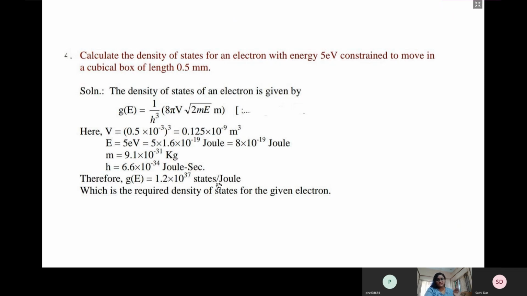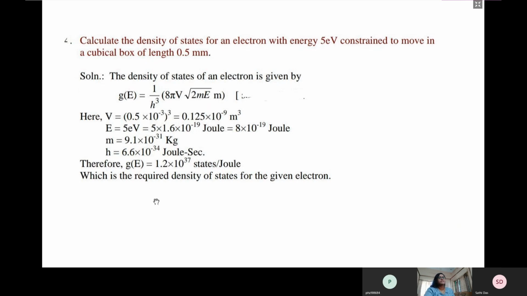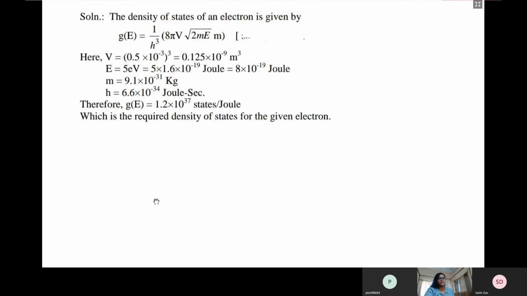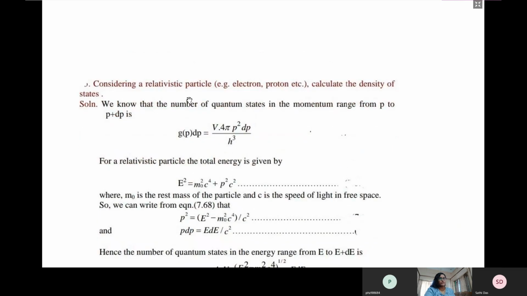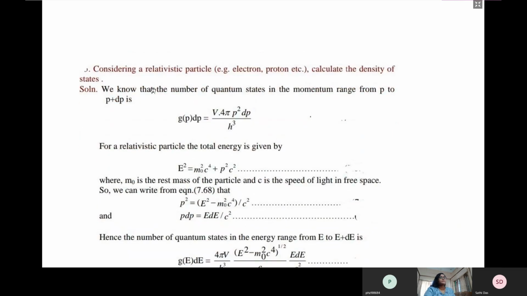Okay, so density of states means the density or number of electrons per unit energy range in terms of energy. So this is the required density of states for the given electron. So don't forget to multiply by the factor 2 for the spin degeneracy of the electron. So here I am calculating the density of states for a relativistic particle.